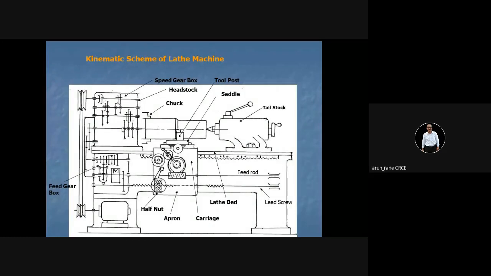Then you are familiar with the tailstock. You know the saddle; the saddle is nothing but the H-shaped portion. On the saddle, the tool post is mounted. The workpiece is clamped in the chuck. So there are always two gearboxes. One is the headstock gearbox and another is the feed gearbox. The feed is for doing the movement. This is a very important concept for numericals.